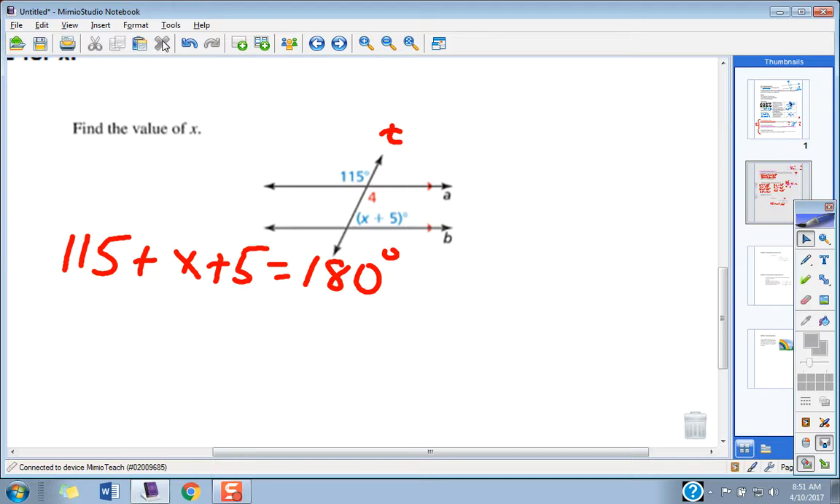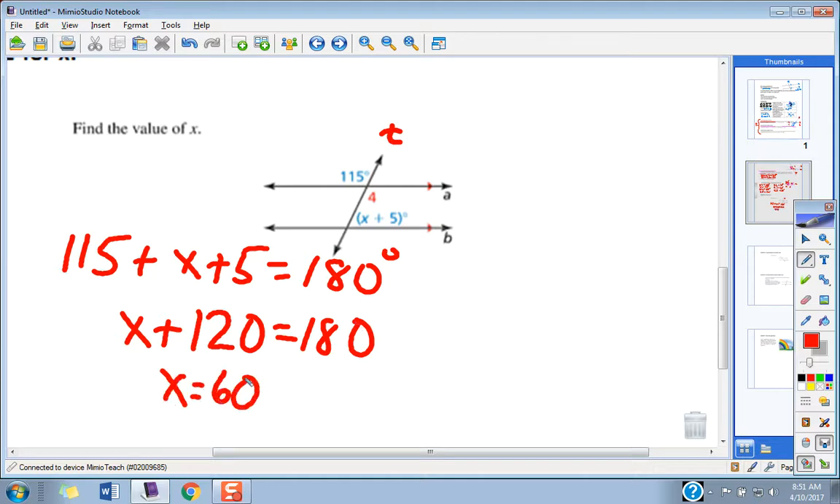All right, so we get here. What's 115 and 5 add up to, kids? What's 115 and 5 add up to combined here? Okay. Won't this become x plus what, kids, on the left? X plus 120. Very good. Solve for x. What do you have?